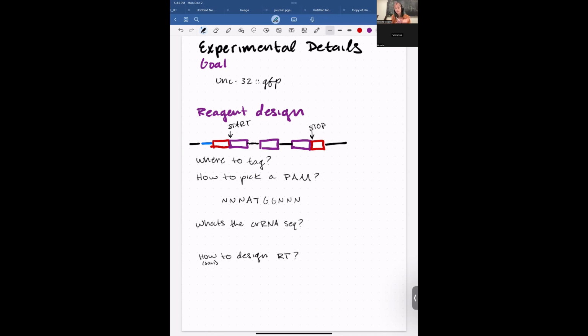So the safest place to start when first designing a tagged version of a protein is to either put your sequence directly after the start, so directly 3' of the start codon, or directly before the stop, so immediately 5' of the stop codon. And then you want to pick a PAM that induces a break as close as possible to the insert site.